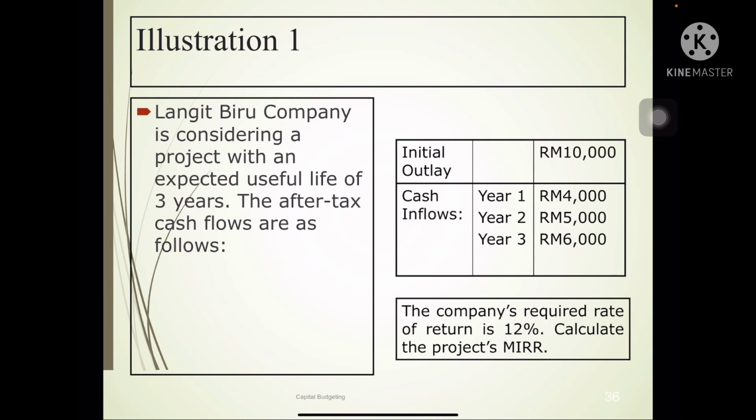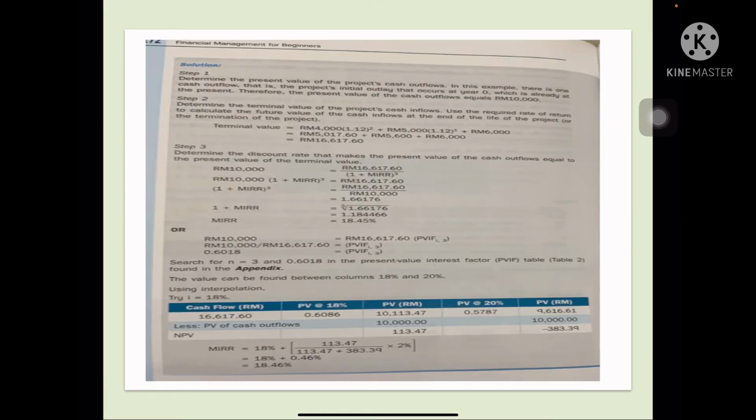So have a look at illustration 1. Langit Biru Company is considering a project with an expected useful life of 3 years. The after-tax cash flows are as follows: the initial outlay is 10,000, the year 1 cash inflow is 4,000, year 2 is 5,000, and year 3 is 6,000. The company's required rate of return is 12%. So how are we going to calculate the MIRR?